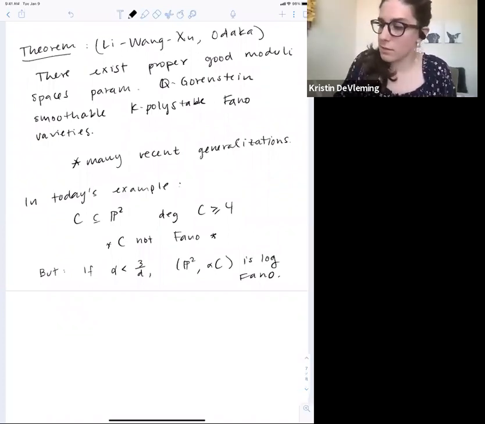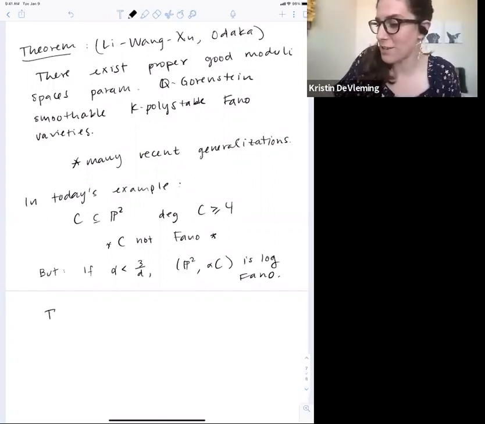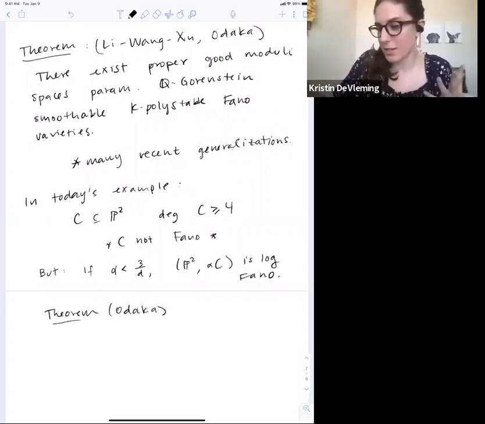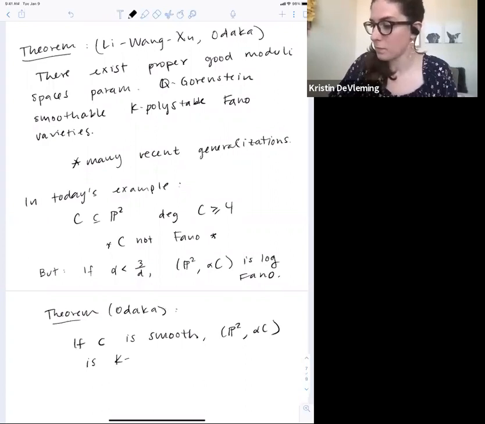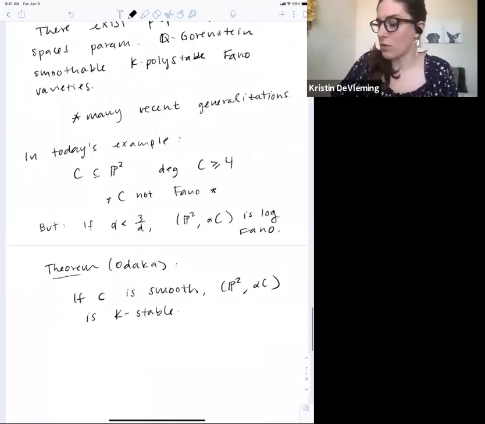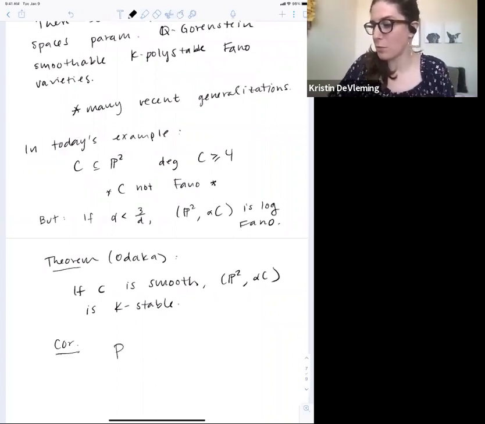But in fact, in order for this to work, you need the following result of Odaka. His result is more general, but let's just say that if C is smooth, the pair (P2, alpha C) is K-stable. So the corollary of this is that my locus U, my locus P_d of smooth plane curves.